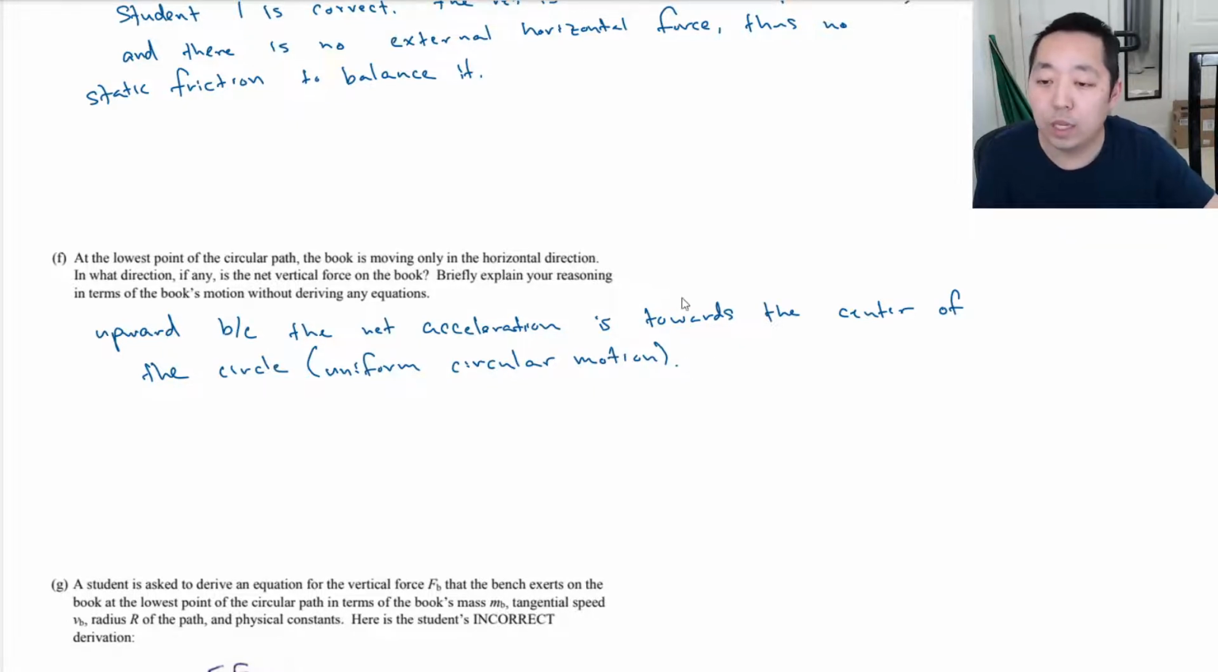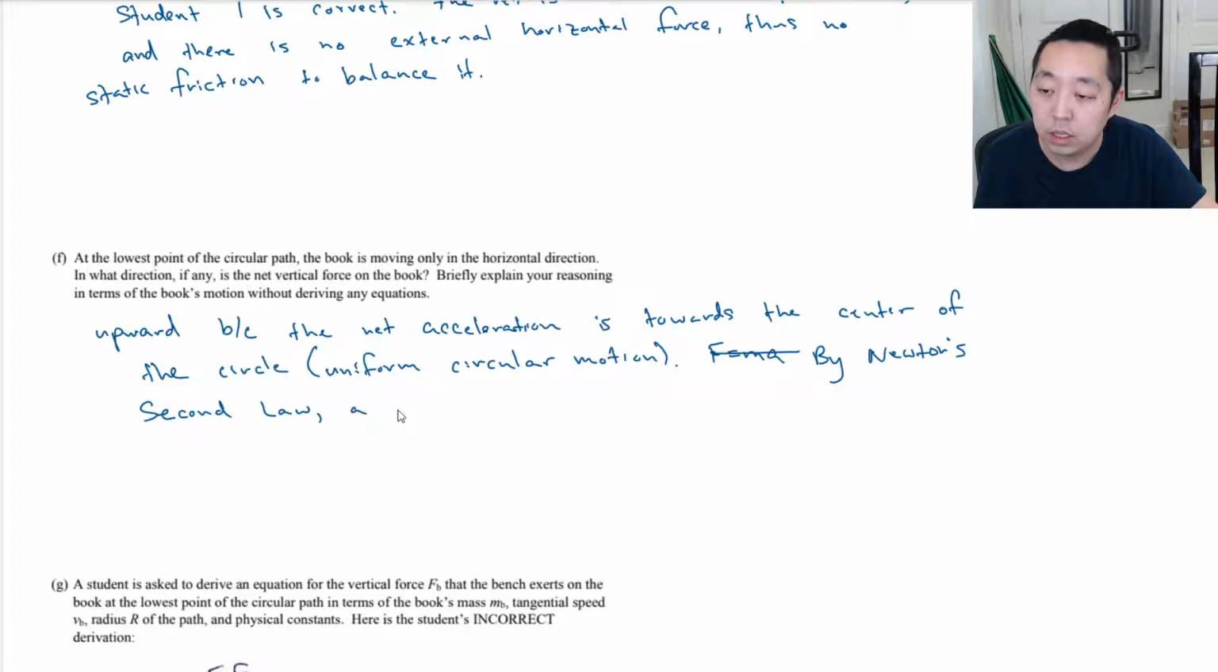That's it. And then F equals ma. By Newton's second law, if the acceleration is upward, the force must be upward also. You could say, by word, because they don't want equations on this one, by Newton's second law, a net acceleration upward means the net force is upward.